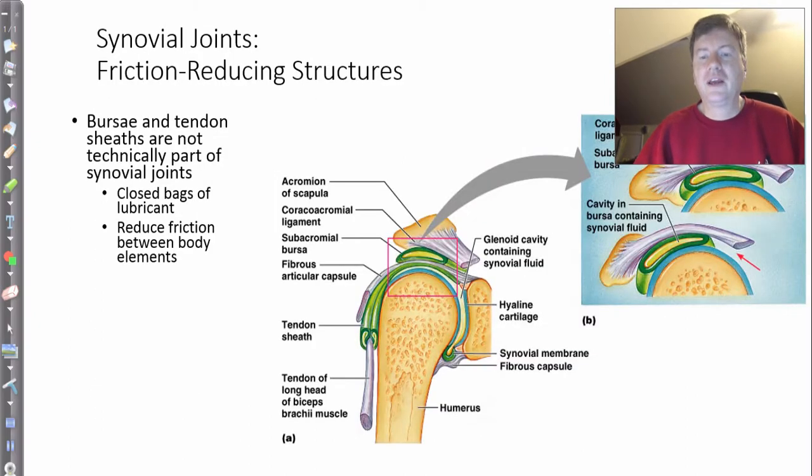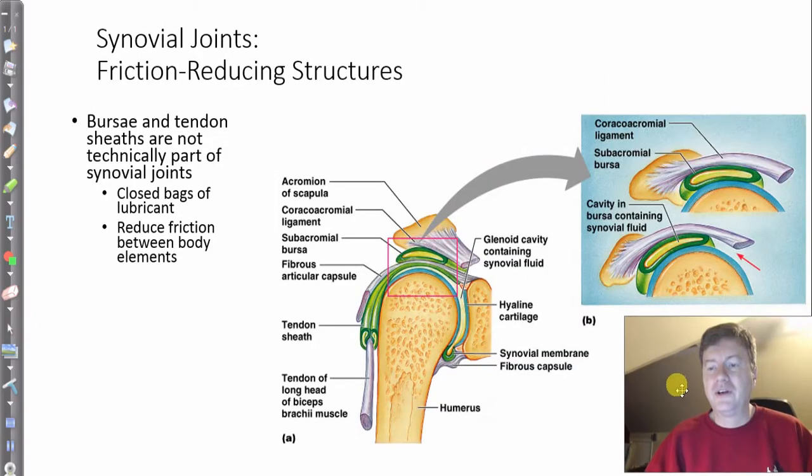Okay, and let me slide over here. And as we wrap up, a few other features you may find in certain synovial joints, you may find some friction reducing structures. Depending on how that joint moves, it may need to have some reinforcing structures like bursa and tendon sheaths. The bursa and tendon sheaths are both sort of closed bags of lubricants.